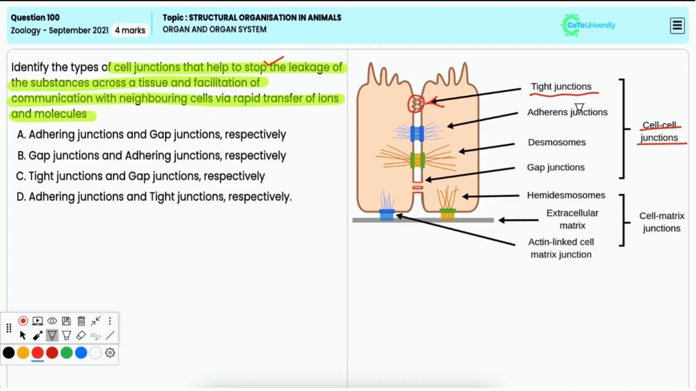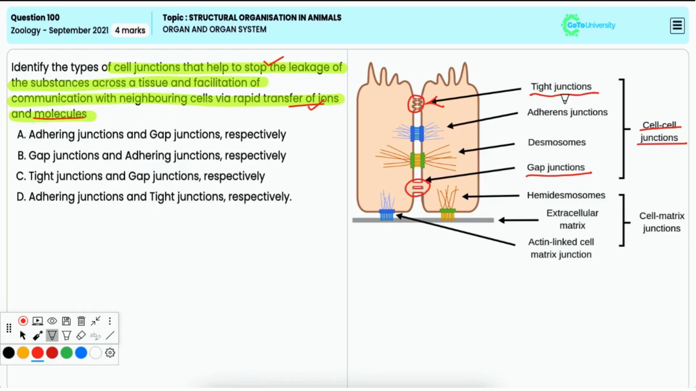Number two, gap junctions, which are channels that allow for direct communication between neighboring cells, and they enable the rapid transfer of ions and small molecules, facilitating intercellular signaling and coordination. So, this also matches the requirement as given in the question for the rapid transfer of ions and molecules.